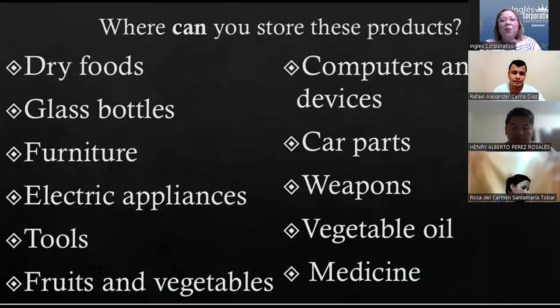Entonces, vamos de regreso para acá. ¿Sí? Ya vimos la estructura de cómo es gramaticalmente. Aquí tenemos, where can you store these products? Entonces, su trabajo va a ser que usted le va a preguntar a su compañero o a su compañera en dónde puede guardar cualquiera de estos productos. Y su compañero o compañera le va a contestar, ¿ok?